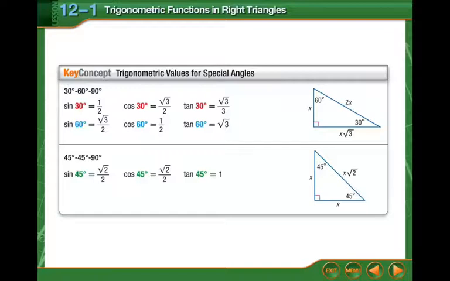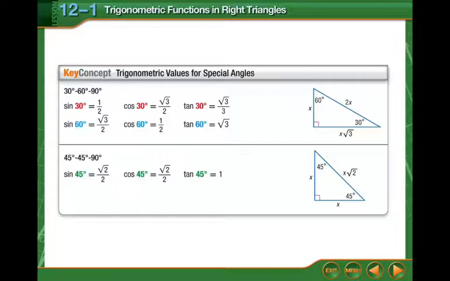So sine of 30 is 1/2. Cosine, because it's the opposite direction, of 60 is 1/2. Cosine of 30 and sine of 60 are both square root 3/2. And then tangent of 30 is square root 3/3. The reason that happened is because it ends up being 1 over the square root of 3. Again, you have to multiply by square root 3 over square root 3, and the answer ends up being square root 3/3.